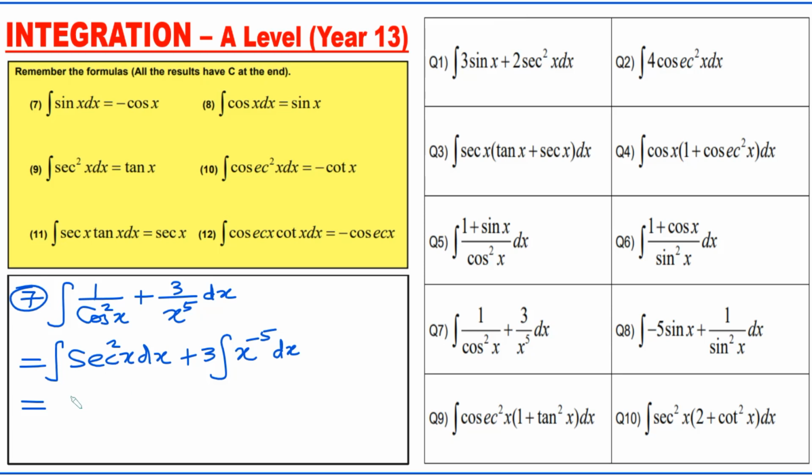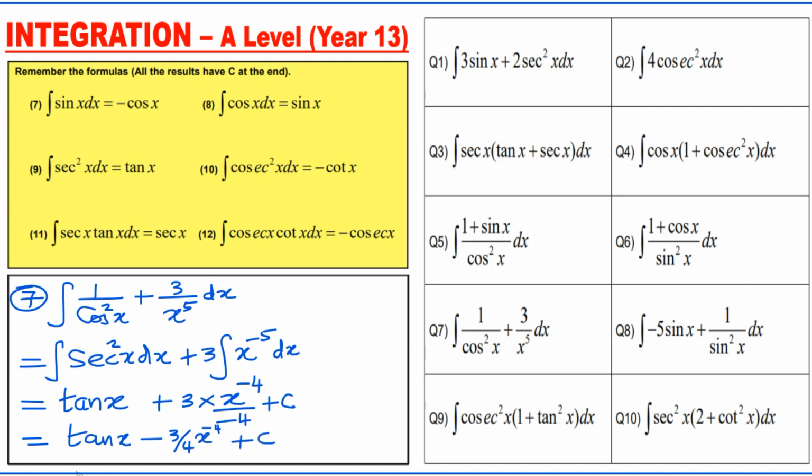Sec squared x, I have a formula, ready-made answer is available, tan x plus 3 times raise the power minus 5 plus 1 is minus 4, divide by minus 4 plus c. And now the answer is tan x minus 3 over 4 x to the power minus 4 plus c. And that is the answer for the question number 7. So hope you understand the question number 7, and we are moving on to the next part, which is question number 8.